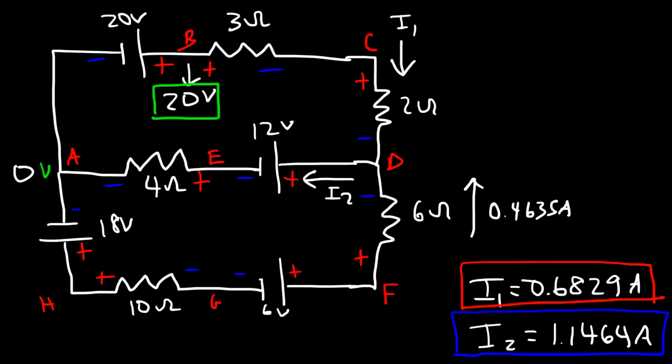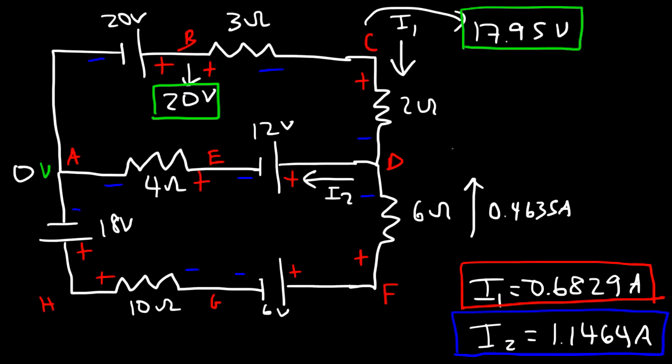Now let's go from B to C. So I1 flows from positive to negative. So as we go from B to C, this is going to be a voltage drop of 3 times I1. So that's going to be 3 times 0.6829, which is 2.0487. So 20 minus that number, that's going to give us a potential at C, which is 17.95 volts.